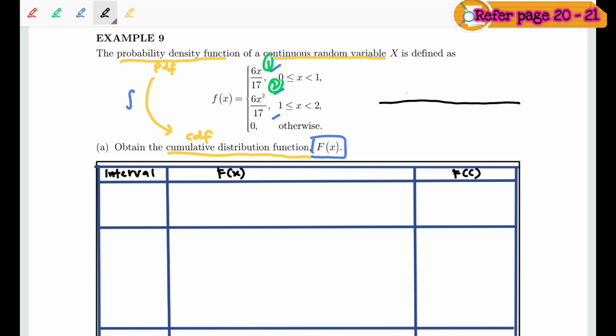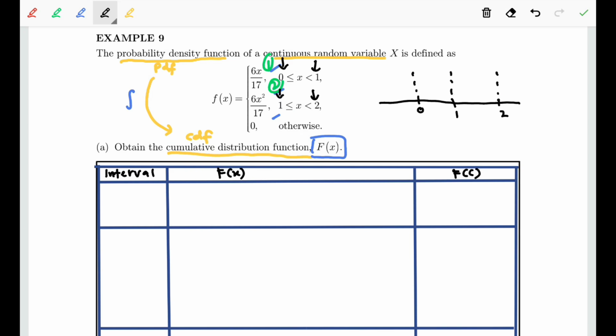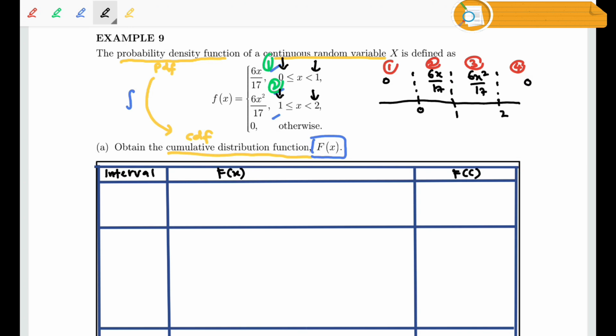So we just denote all the given intervals, starting from 0 until 1, and followed by 1 until 2. Since we have two non-zero functions, this is for 6x over 17, this is for 6x squared over 17, and 0 for otherwise. So altogether we can notice that we have 1, 2, 3, and 4 intervals that we need to find the CDF for. We're going to start with the first interval.